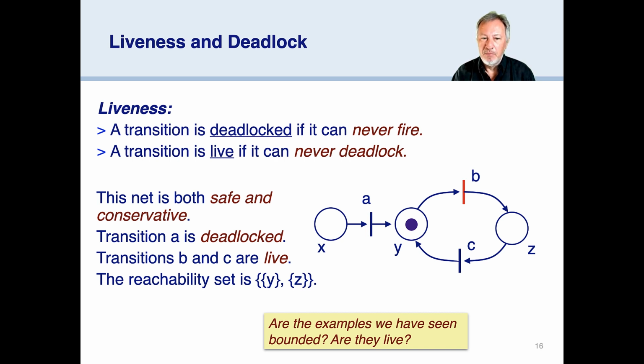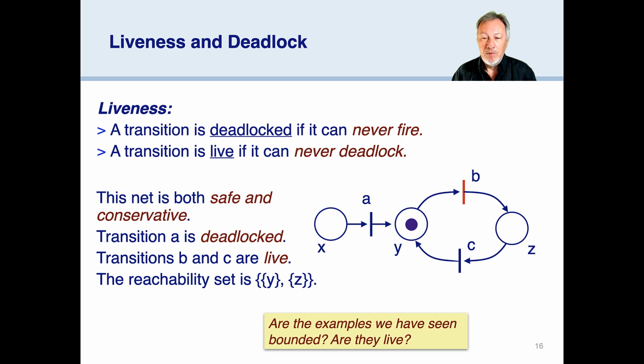So here's an example of a net that is both safe and conservative. So this net has transition B, which is enabled. If B fires, a token will be consumed from place Y and produced in Z. Then C will be enabled and would just loop around. So this token is going to loop around between transitions B and C. Transition A is deadlocked because it can't ever fire, because there's no token in X and there's no way to ever get a token in X.